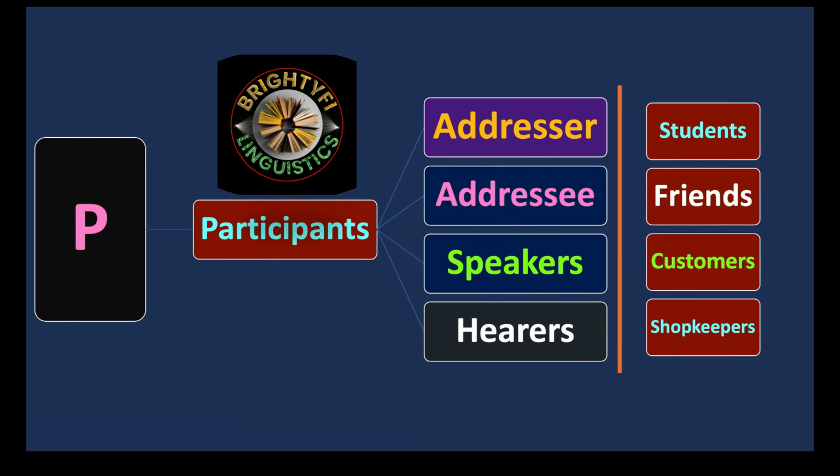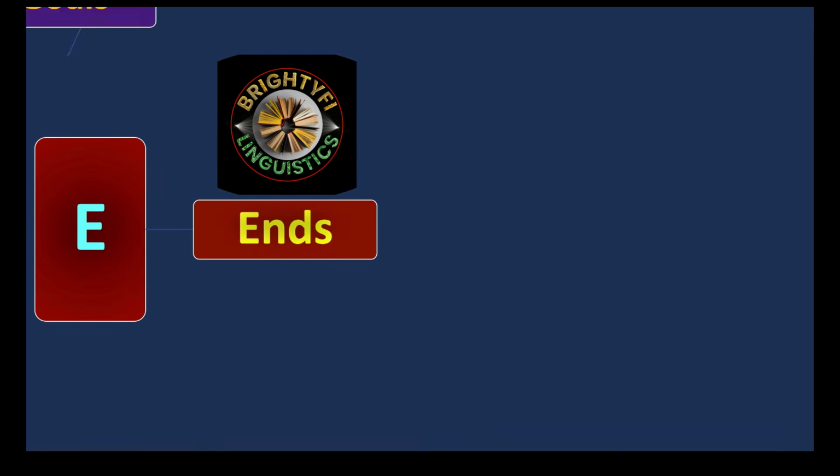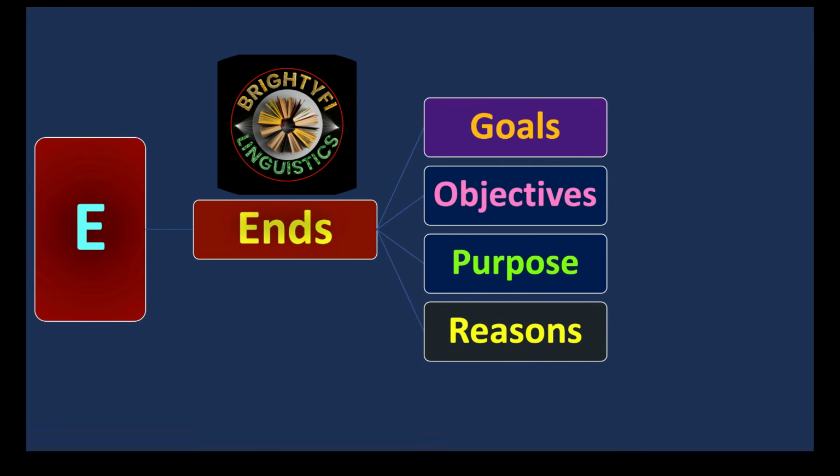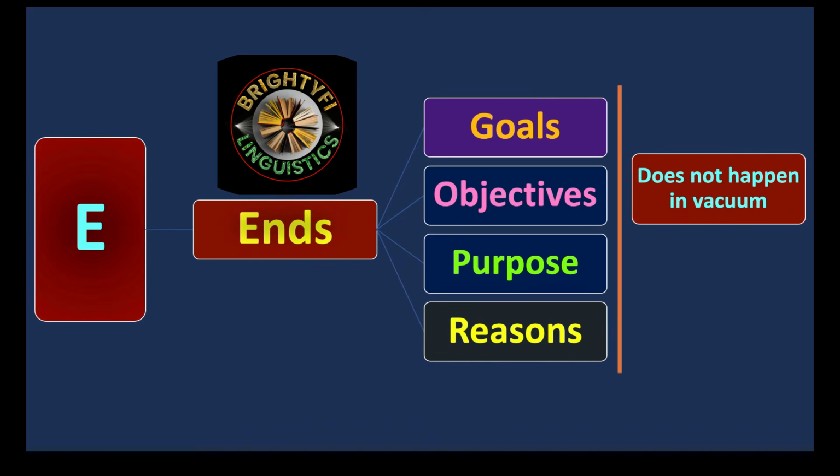We continue our discussion. That is to say, E. What does it stand for? It stands for ends, and it refers to goals, refers to objectives, refers to purpose, reasons. I mean, there must be some goals for any communication to take place. Goals are very important. Objectives are very important. If you don't have any goal, if you don't have any purpose, you don't have any reason, the communication itself cannot prop up. Communication cannot exist. Communication does not happen in a vacuum. We must have goals.